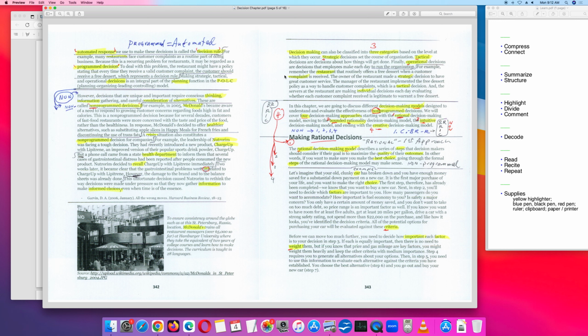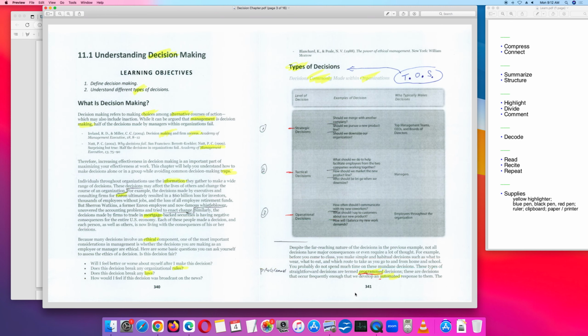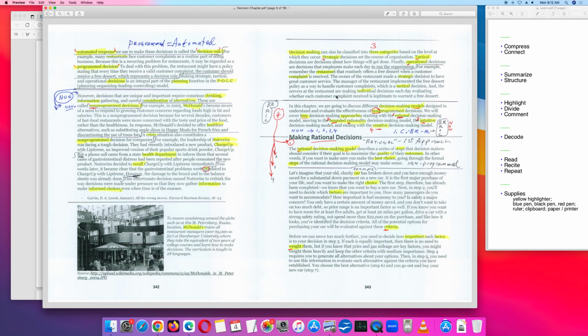Okay, so then it jumps back here. Decision making can be classified into 3 categories: strategic, tactical, okay, here we go. And then it jumps back to the previous one. Decision making is strategic, tactical, and operational. That goes back to the previous page 341, the diagram, strategic, tactical, and operational. So again, it's confusing. Why are you jumping around? Okay. Then it goes back to programmed versus non-programmed.